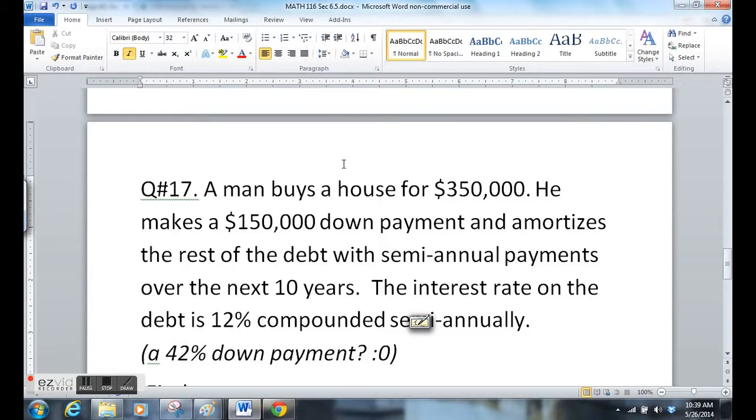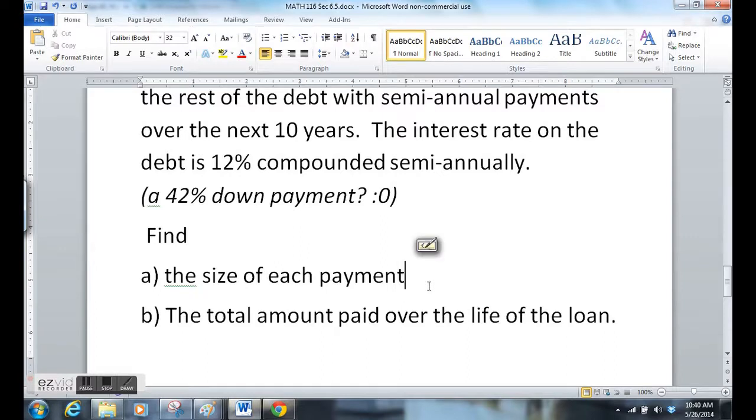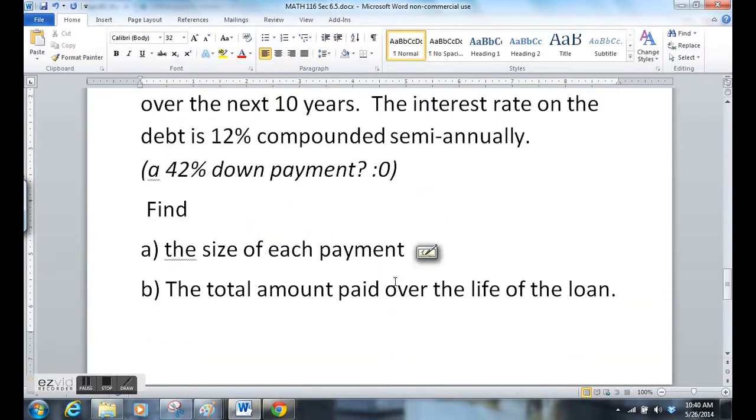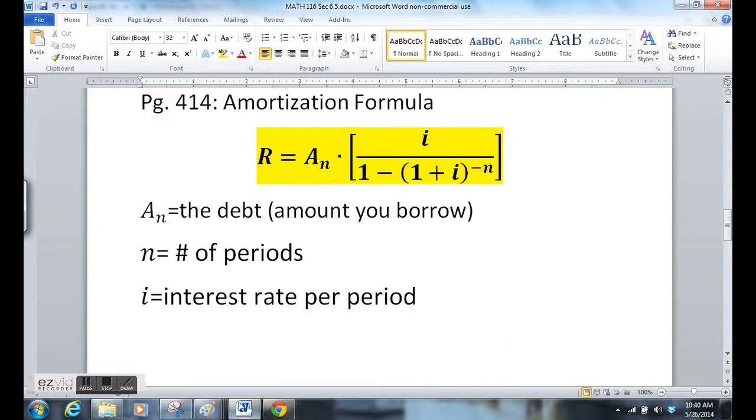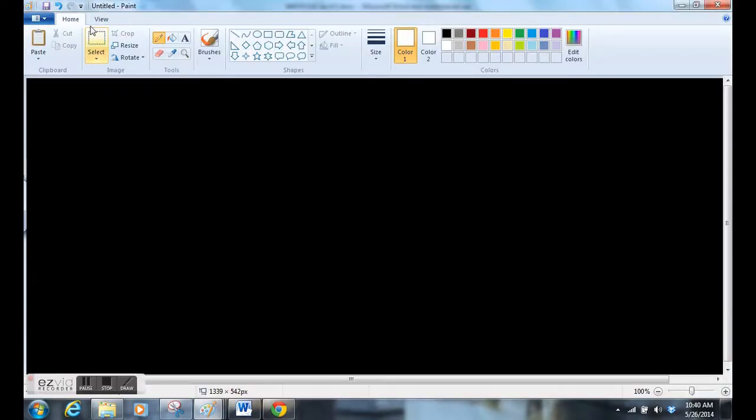Back to our problem. A man buys a house for $350,000, either a 6-bedroom house in Detroit or a 650 square foot house in Manhattan. Here is what we're trying to do. Find the size of each payment, the total amount paid over the life of the loan, and the total interest paid. So for the size of the payment, part A of this question, we are going to use this same formula. This formula is your friend for this whole section.